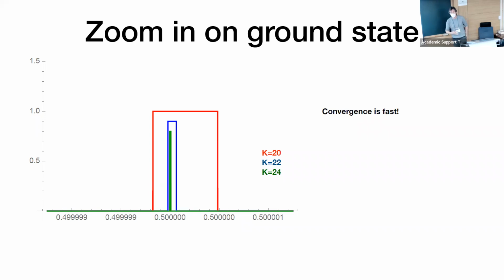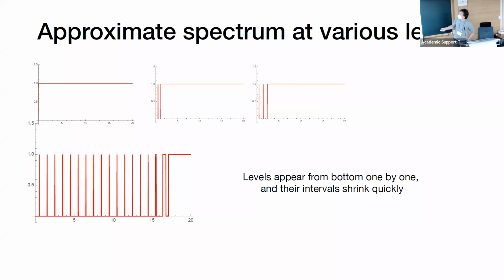So the point of the method is that if you deploy it, when you can deploy it, if it works, it kind of converges fast. So here's where you can see the approximate spectrum at various levels. You start 2 by 2, 4 by 4, etc. And then you start seeing this kind of comb where the energy levels are exactly where they should be. So you don't just get the ground state, you also get excited states.